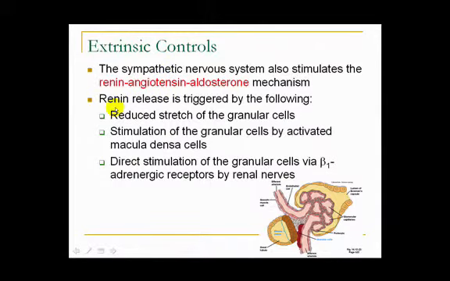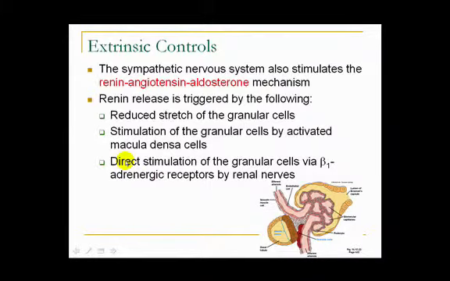Alright, the other thing that's an extrinsic control is the renin-angiotensin-aldosterone mechanism. So the sympathetic nervous system can stimulate it, or it can be stimulated intrinsically. So there's a bunch of things that trigger renin release. One is an intrinsic control. When there's a drop in blood pressure in this afferent arteriole, there's less stretch to these smooth muscle cells, these granular cells. So when there's reduced stretch, the granular cells will release renin. Because remember, renin's released when blood pressure drops. The other thing is the macula densa cells can stimulate the granular cells to release renin.